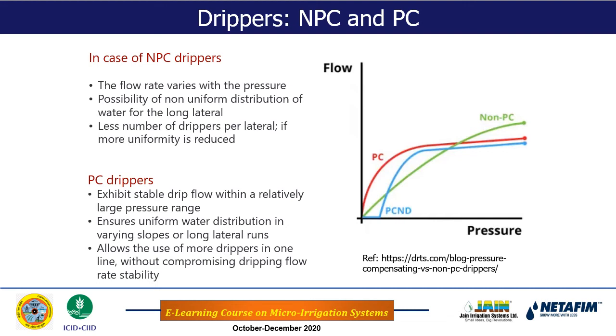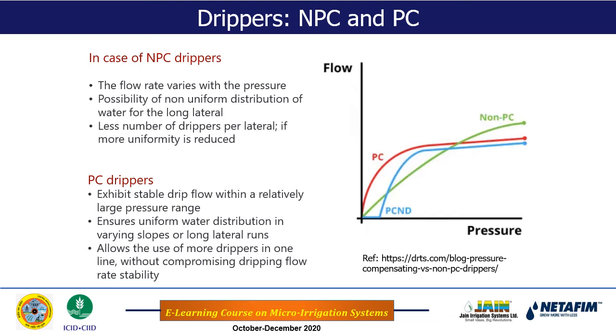So for example, here there is a pressure x-axis, flow y-axis. So this is the NPC kind of emitter. You see here, as pressure increases, flow increases. This is the green line. But if you see the red line, PC kind of emitters, for low pressure, of course, initially pressure has to be built up, so flow will increase, but then once pressure is built up, the flow is the same even if the pressure is increased from this point to this point.